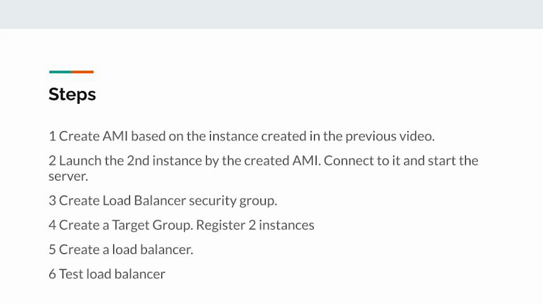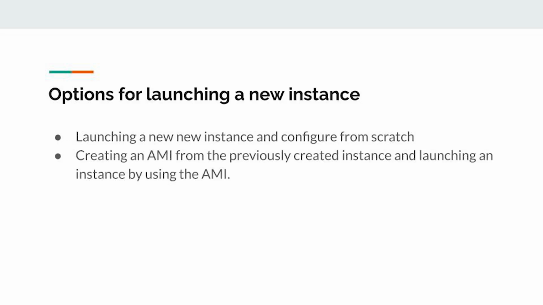Now let's start with the first step, creating an AMI. In the previous video, we launched an EC2 instance and we deployed our app on it. When creating the second instance for our load balancer, we have two options. Option 1. Launch and configure another EC2 instance similar to the previous video. Option 2. Creating a copy of the previously created instance and launching a new instance using the copy. We are going to use option 2, which is creating a copy.